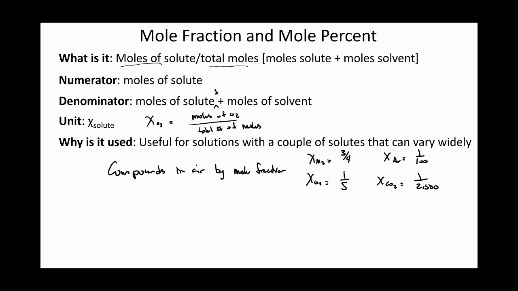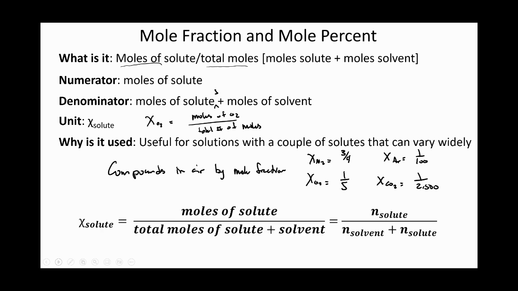If we don't want to represent the amount of these different gases as a fraction, as we've done here with mole fraction, we could also represent them as a percentage, where we just take the mole fraction and multiply it by 100. So we can say that the mole fraction of N2 is 3/4, and the mole percent is 75%. That's probably a figure you've seen a lot online.